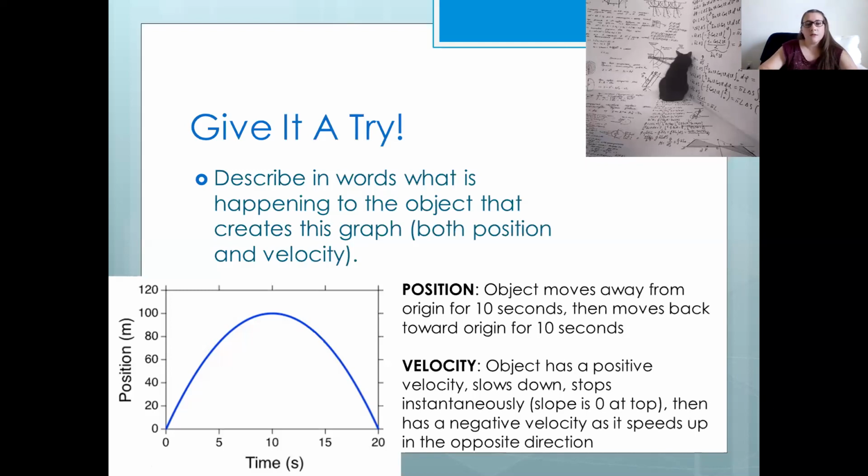Velocity. We know that the object has a positive velocity at first because the slope of the line is positive, and then the slope gets shallower and shallower until at the top of that curve there, the slope is 0. And then it gets negative and negative and more negative. So that means it's going pretty fast, it's slowing down and stopping, and then it's speeding up again in the opposite direction.